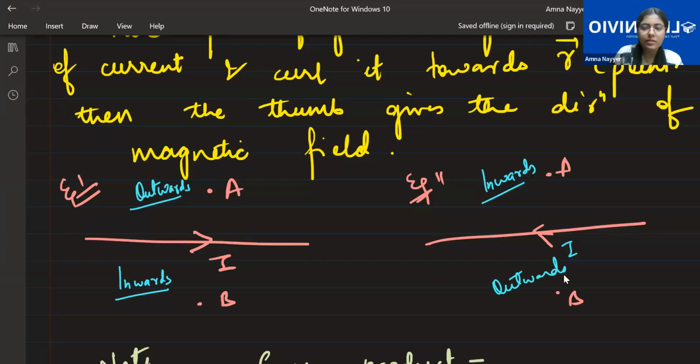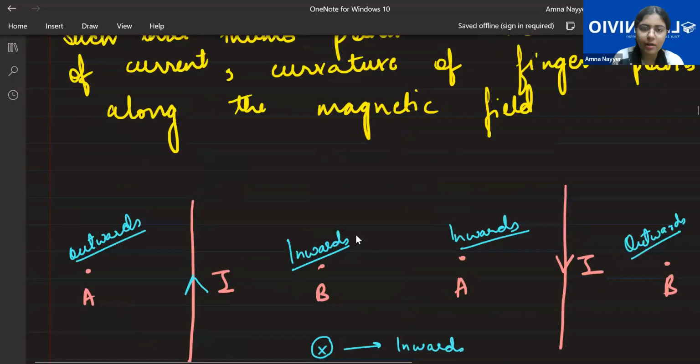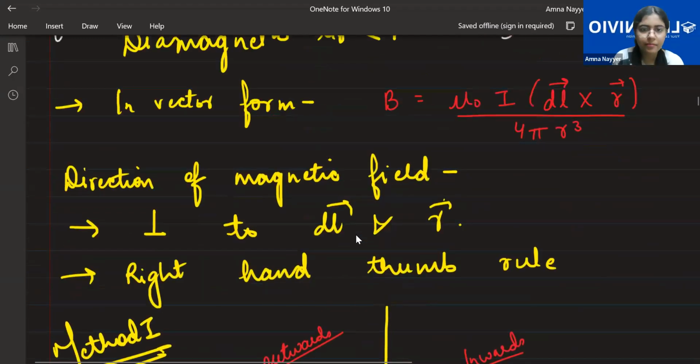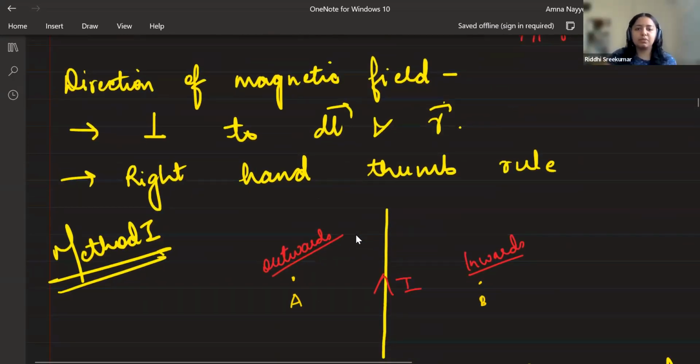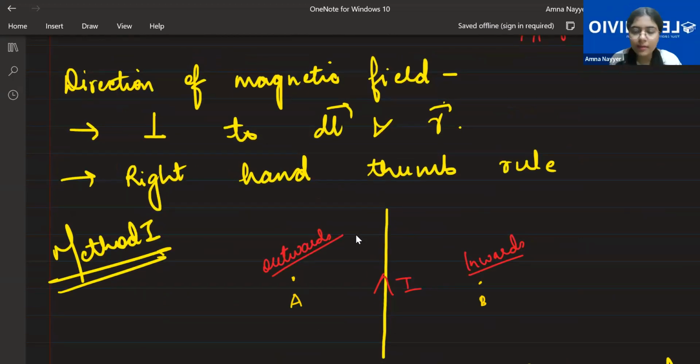Now, we'll come to the application. That covers the Biot-Savart law. We'll come to its applications. You first write down this part. I won't write the right hand thumb rule because I'm already aware of it. I'll write the new method.